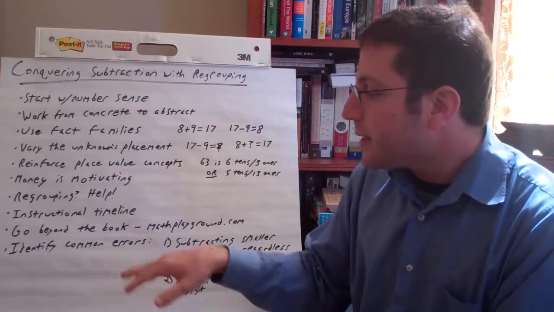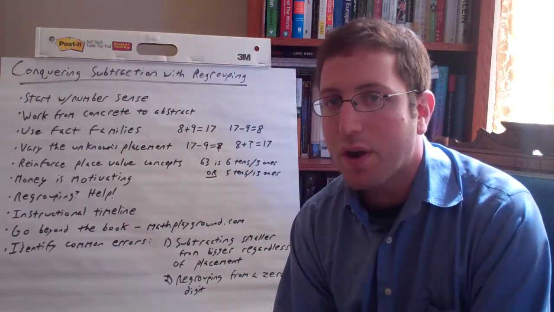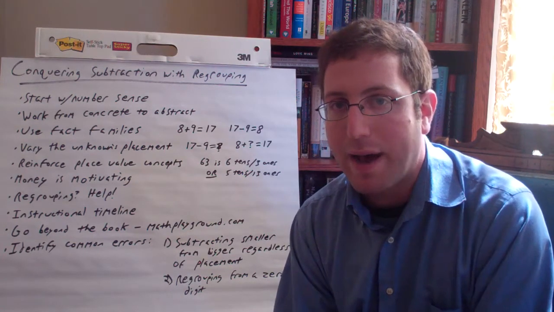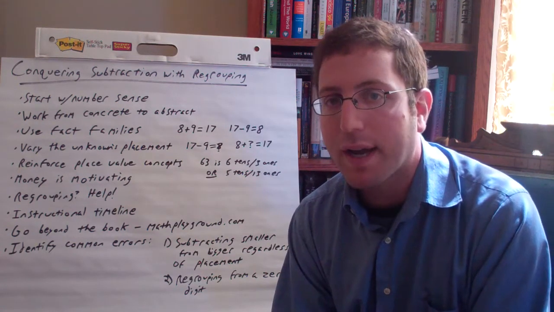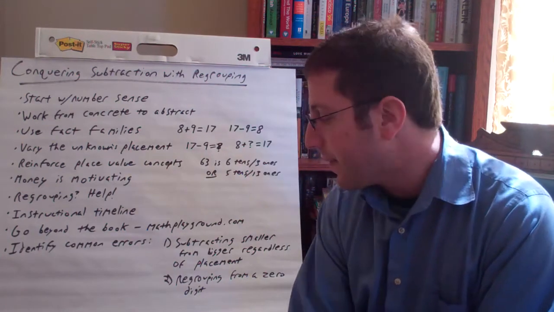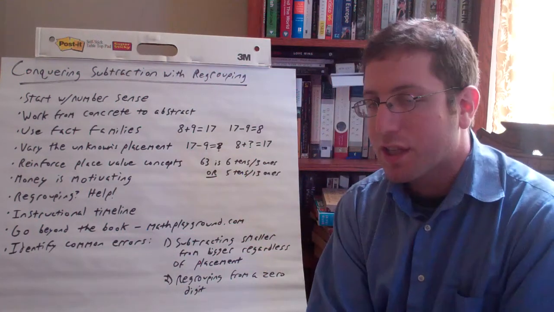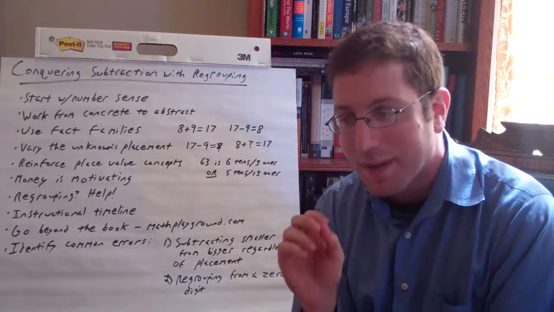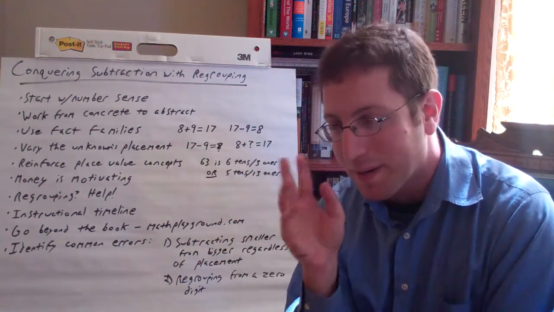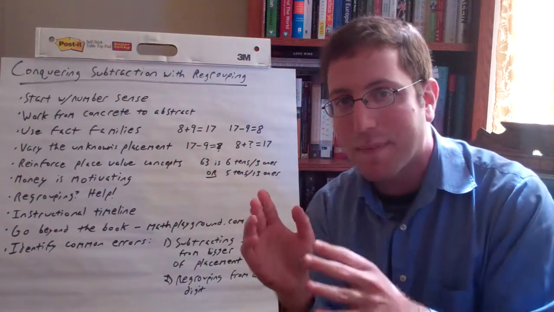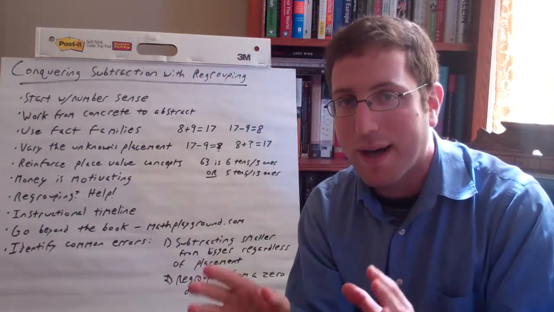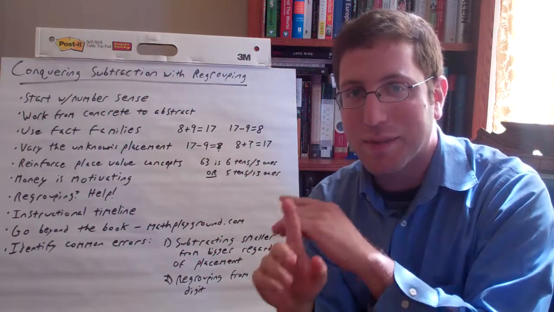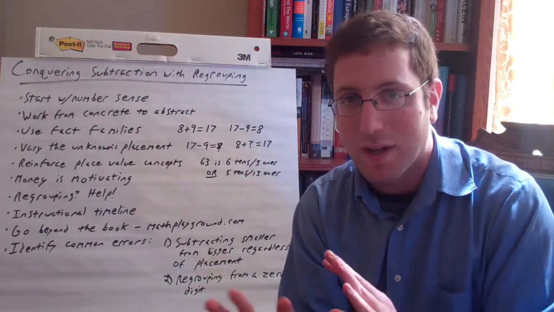And then, lastly, identify common errors. So there are 2 which a researcher has pulled out, which the author talks about as being very, very common when it comes to subtraction with regrouping. The first is students trying to subtract smaller numbers from bigger numbers regardless of placement. So they'll see a smaller number on the bottom, they'll see a bigger number on the top. It doesn't matter if they're lined up, it doesn't matter if there's the regrouping sign, it doesn't matter what's going on. That's smaller, that's bigger, that means I can subtract them, and then they just do it. And then it gets all out of order.